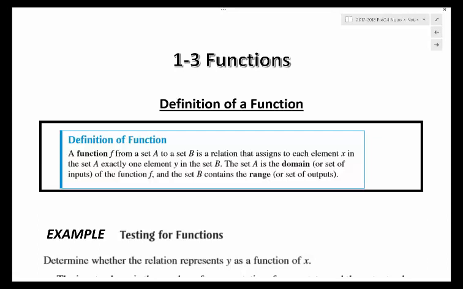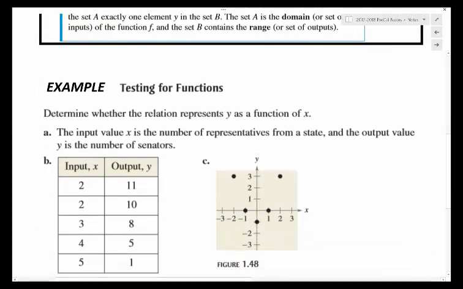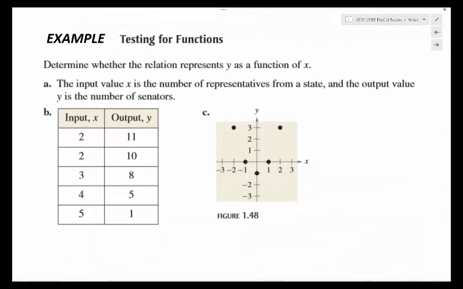A function is any time that you have something as a function of something else. So I put in an input value and that input results in a certain output. You can think of a real life application. The more water I put inside a container, the more the volume is filled up. That's a function.